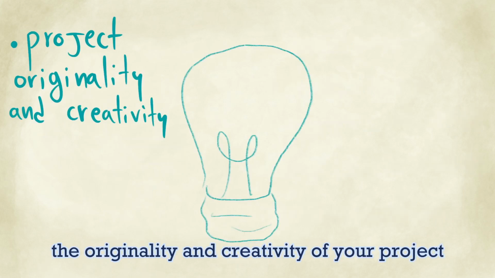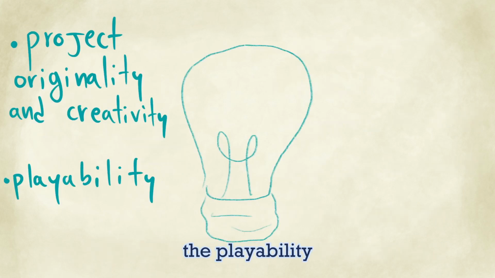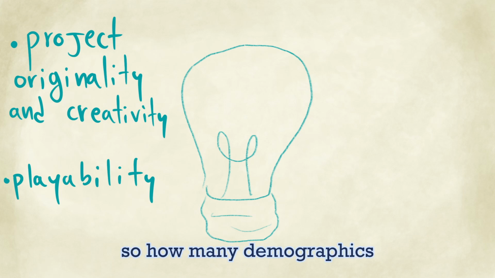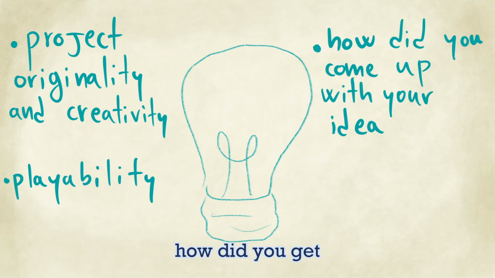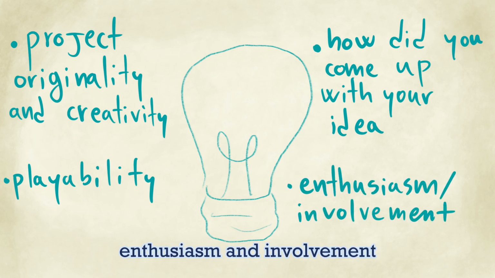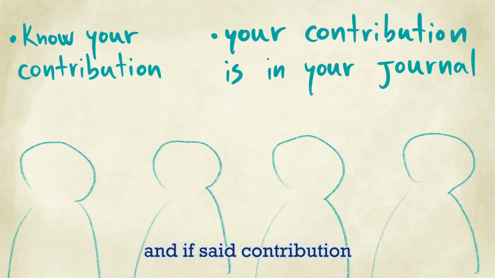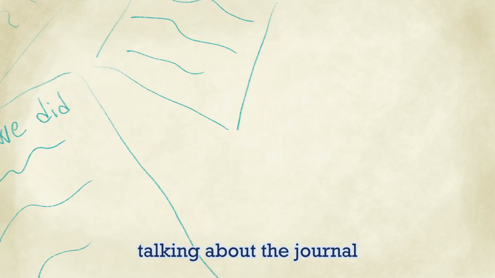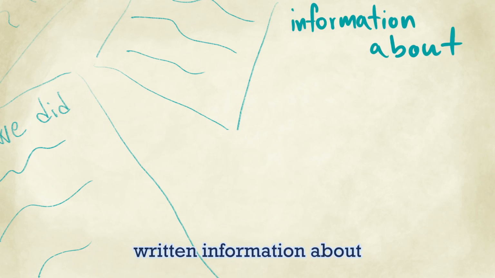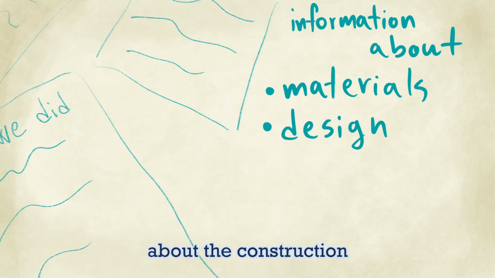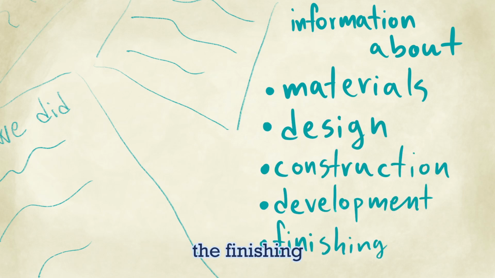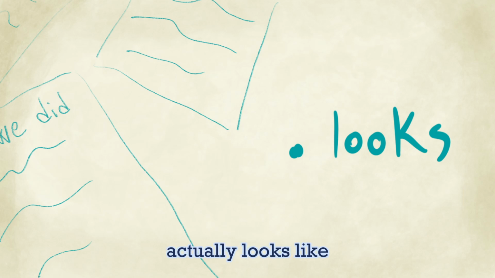Then we'll look at the originality and creativity of your project, the playability, so how many demographics can we give your toy to, how did you get to your idea, and the enthusiasm and involvement that each member had. Then we check if every member can point out their own contribution, and if said contribution is written inside the journal. Talking about the journal, we see if inside it it's written information about the materials used, the design, about the construction, the development, the finishing, and what your journal actually looks like.